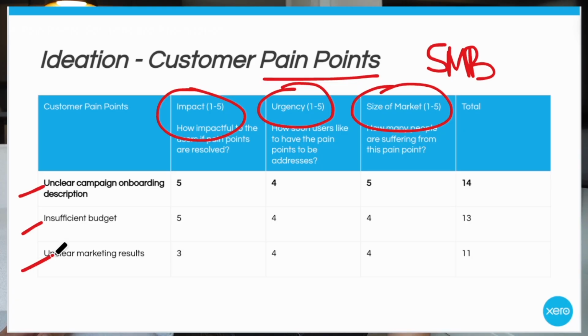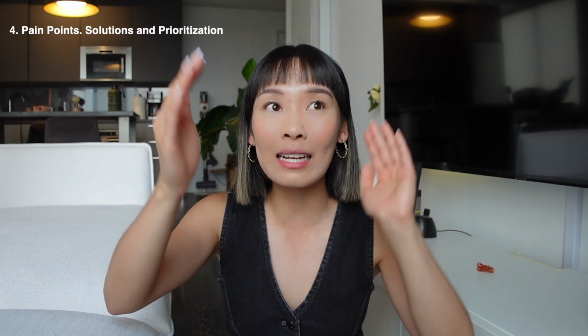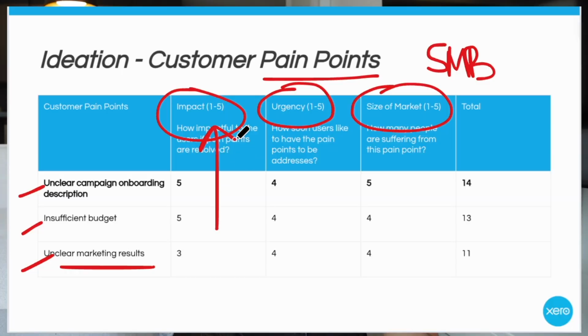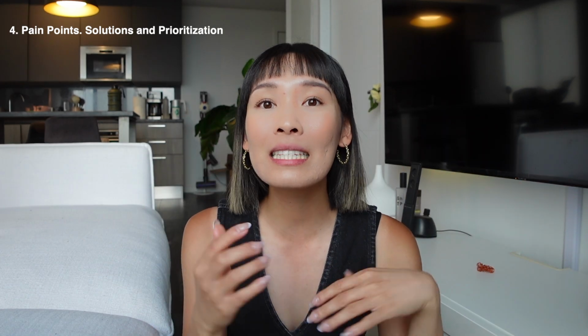A lot of people feel like, oh, they finished running the campaign, but they don't see the result. Like, what do they do? So that's like the pain points that we identify. And again, you map it back to the metrics to talk about impact, urgency, and size of the market. If you were gonna solve the specific pain points, is it gonna be worth it?